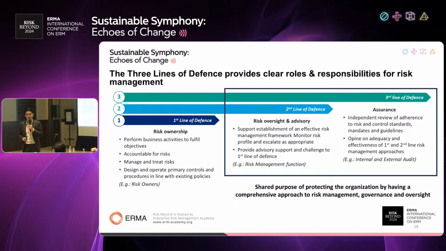For most of you here in the room, you will probably be sitting in the second line or the third line of defense. This is where we are more centralized. We bring the information together. And what's important in the second line is that we are not just providing the framework and the process, not just constant reminders to fill in the Excel spreadsheet. We are also providing advisory support to the first line of defense. It's a two-way street, you know.